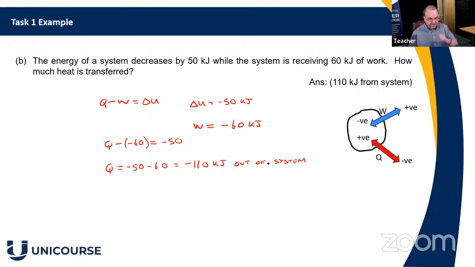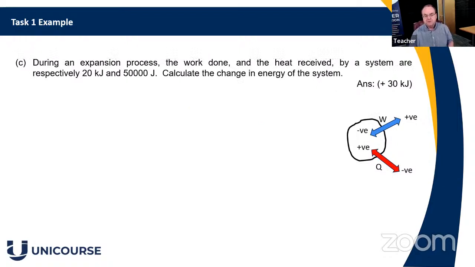Right, so we'll do one more example, and I think by then you will have got the hang of this. So example C, very similar type of approach again. During an expansion process, the work done and the heat received by a system are respectively 20 kilojoules and 50,000 joules. Calculate the change in energy of the system. So we'll start off, write our non-flow energy equation.